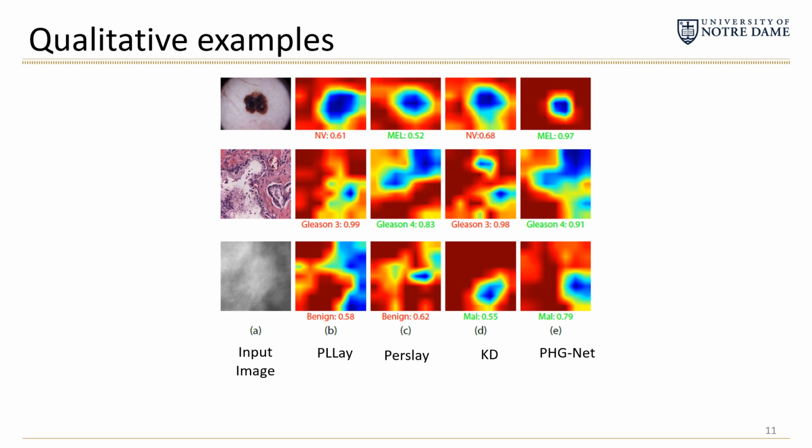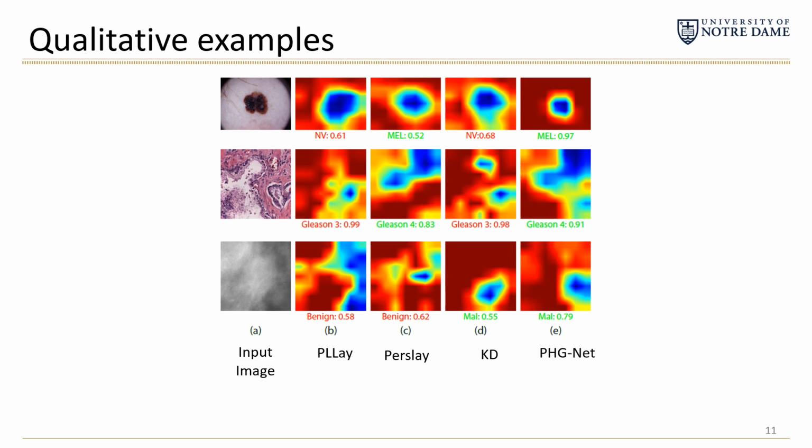We show some qualitative examples of our proposed method versus other methods. This figure shows the heat map generated by different methods. The columns A to E denote the input image, PLA, PersLay, knowledge distillation, and our PHG-Net respectively. From this figure, we can see that our proposed method can help the backbone network focus the attention on specific areas of interest.